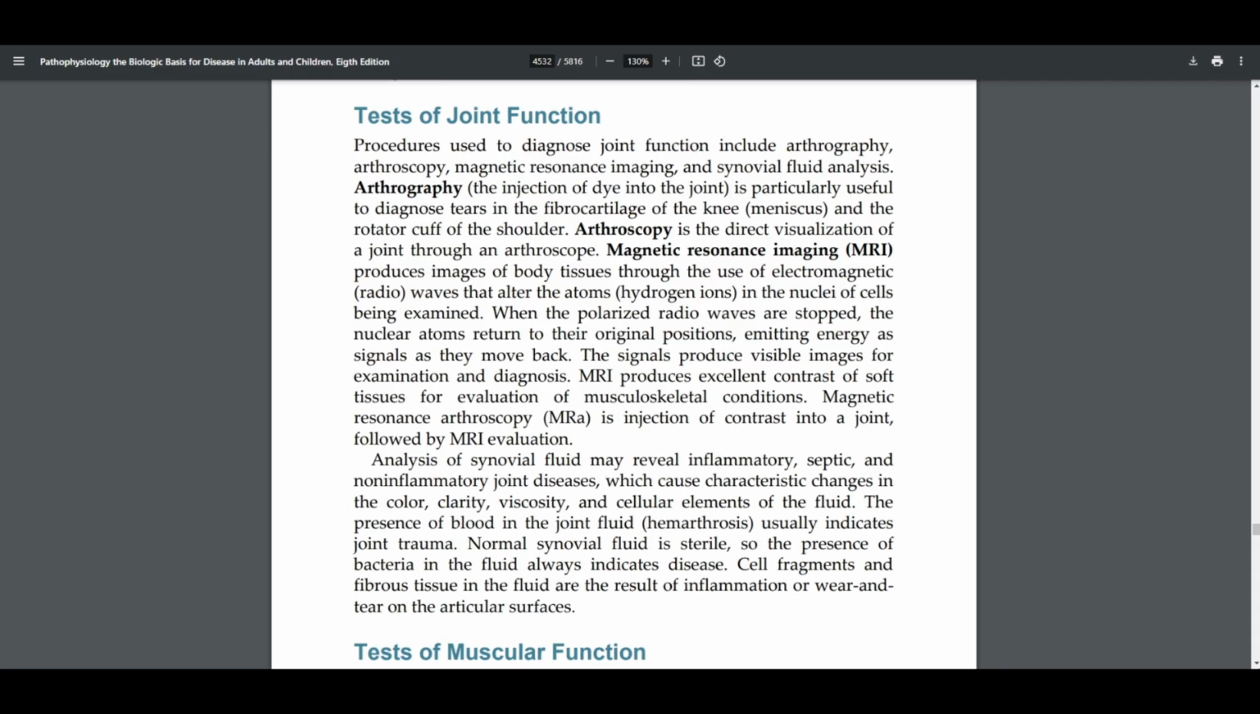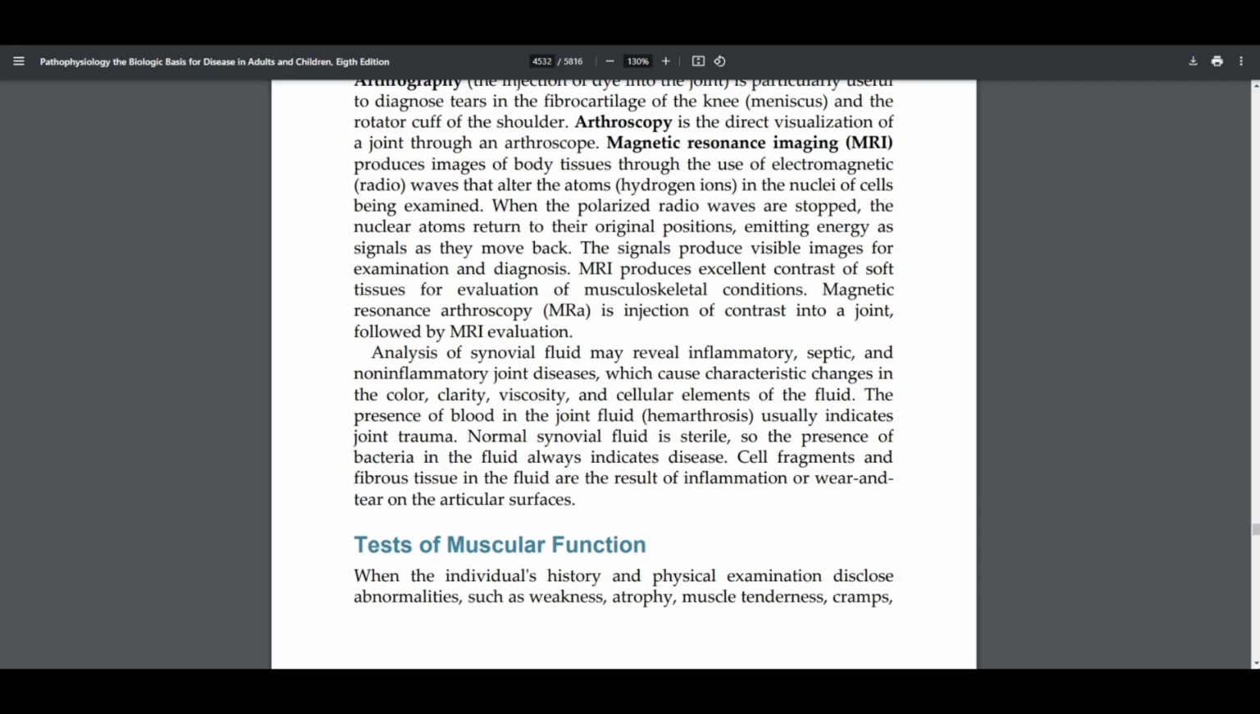Analysis of synovial fluid may reveal inflammatory, septic, and non-inflammatory joint disease, which cause characteristic changes in the color, clarity, viscosity, and cellular elements of the fluid. The presence of blood in the joint usually indicates joint trauma. Normal synovial fluid is sterile, so the presence of bacteria in the fluid always indicates disease. Cell fragments and fibrous tissue in the fluid are the result of inflammation or wear and tear on the articular surface.